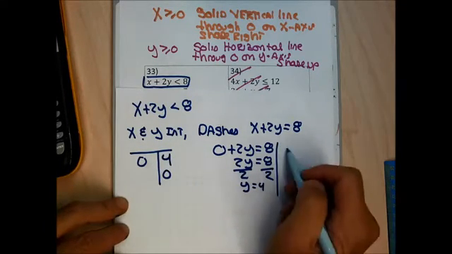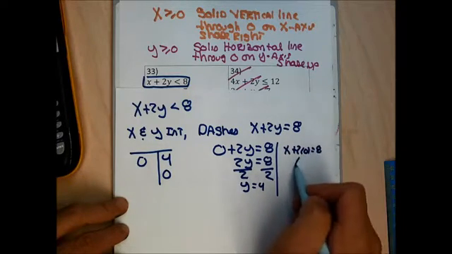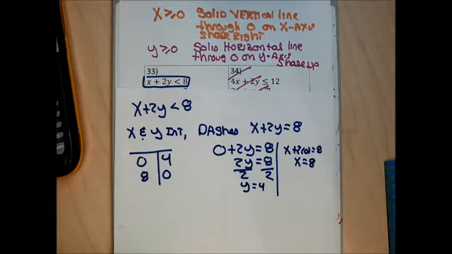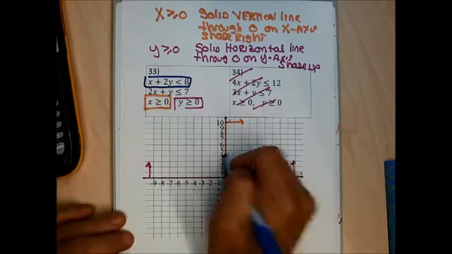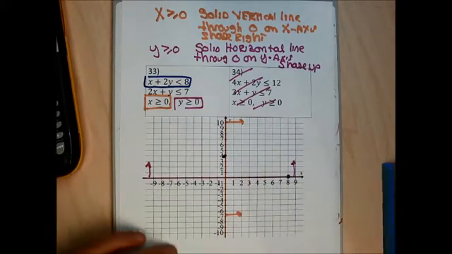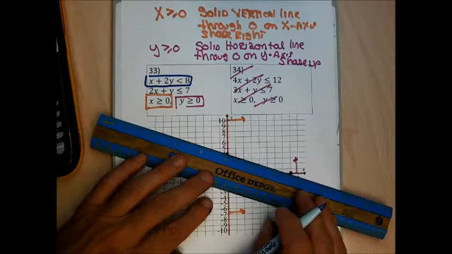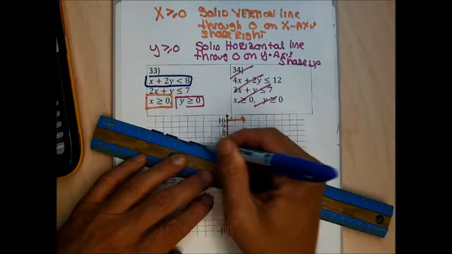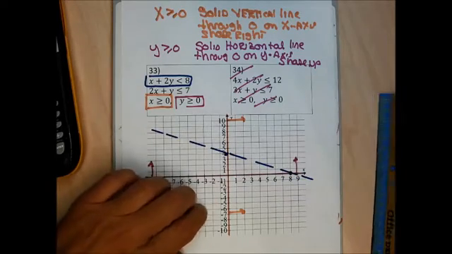Plug 0 in for y, I get x plus 2 times 0 equal to 8. That gives me x equal to 8. That's going to give me the point (8, 0). So I'm about to plot the points (0, 4) and (8, 0) and connect them with a dashed line. Notice I'm not writing the points down because it just makes it so ugly. It makes it hard to follow your work. It's nice having graph paper and rulers handy.